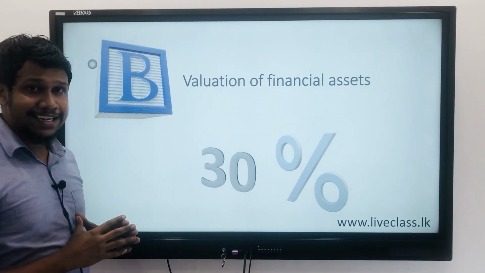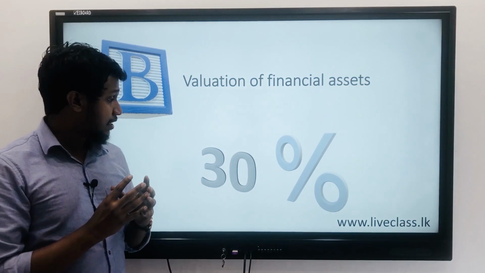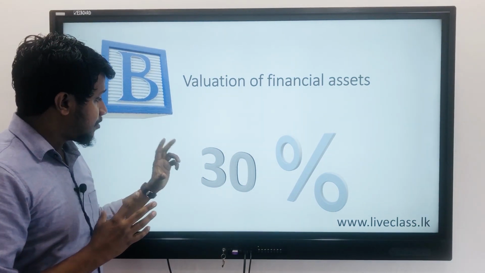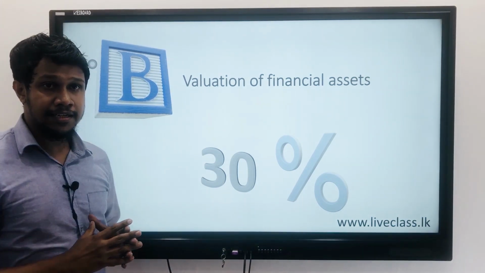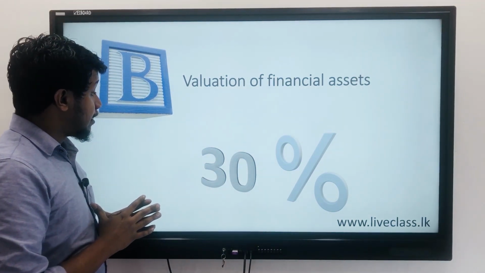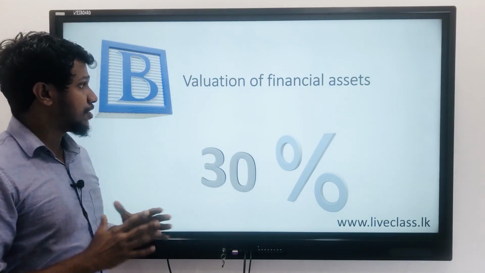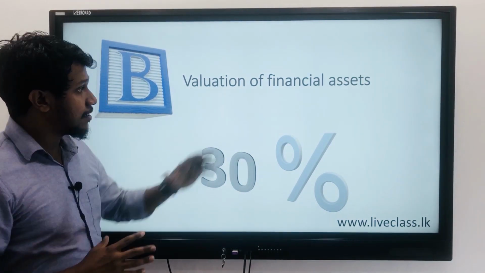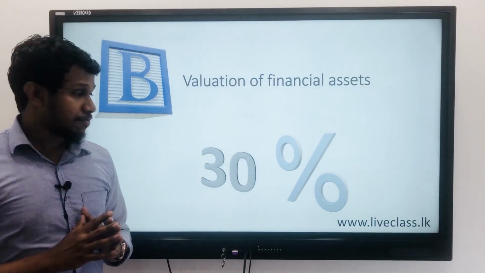Right. So this is the most important area of this syllabus. This is valuation of financial assets. So 30%, which is the highest weightage they have given, for this part B. They have mainly allocated 30% for this part B, valuation of financial assets. So we'll discuss later what the main areas inside this are. Okay, I'll explain one by one.